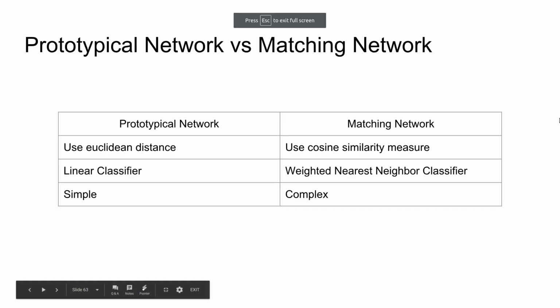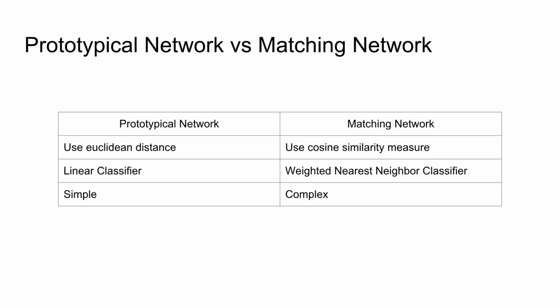So the differences between prototypical network and matching network are these: prototypical network uses Euclidean distance, whereas matching network uses a cosine similarity measure. And prototypical network is equivalent to doing linear classification when we use Euclidean distance, whereas matching network basically uses a nearest neighbor classifier. While prototypical network is very simple, matching network is very complex. For example, they use a BiLSTM for the attention mechanism also.